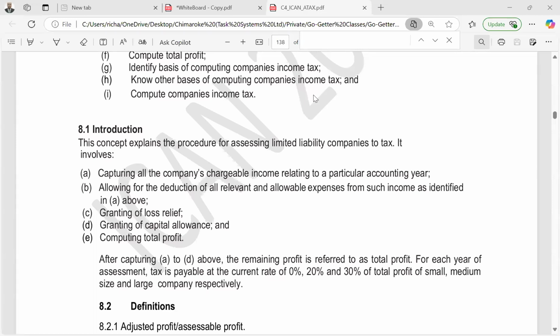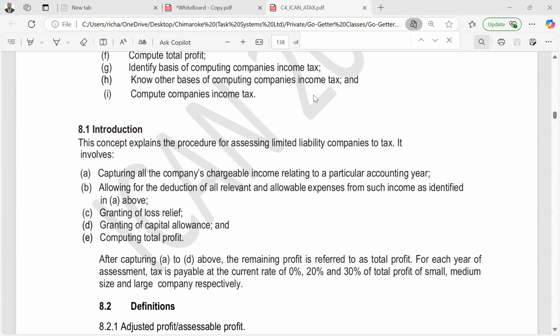Then, because of the matching concept, it will bring all the expenses that are incurred for the same period. But for the purpose of tax, it is going to take only those that are tax allowable. So that means that if a tax accountant is preparing your account, it's going to be slightly different from the way a financial accountant is going to prepare your account.